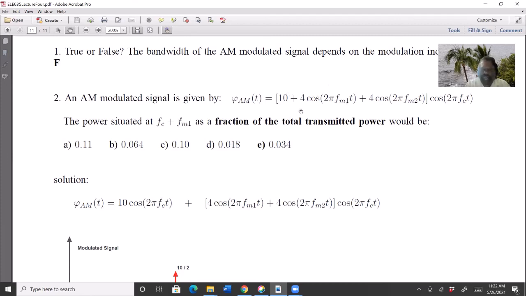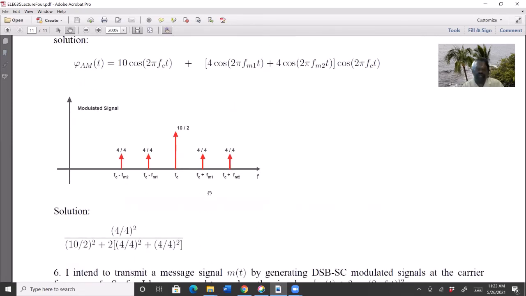The AM modulated signal is given by this. What is the power situated at this frequency as a fraction of the total transmitted power? So if you look at this, you see 10 plus this times this. So this is AM large carrier, but there are two tones. See here, Ac cos 2 pi fct plus two message frequencies. So the spectrum is, yeah, so I wrote 10 times this first, and then this plus this times this here. So if you look at this, I have only shown one.